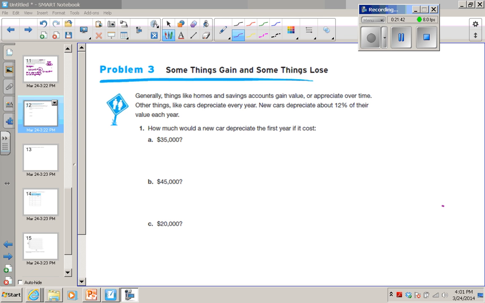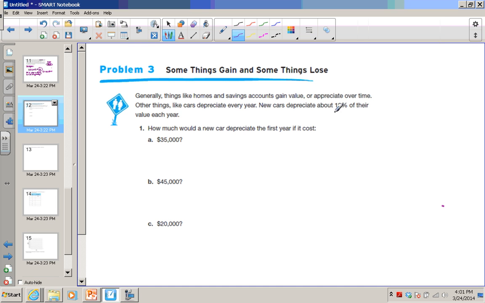New cars depreciate about 12% of their value each year. So we're going to look at these different amounts and try to figure out how much the car would depreciate for that year. So the first one, it says 12%. We're going to take that 12% and create a decimal, which is 0.12. And we're going to simply multiply by each one of these values to see how much that car would depreciate. So we're finding 12% of 35,000.